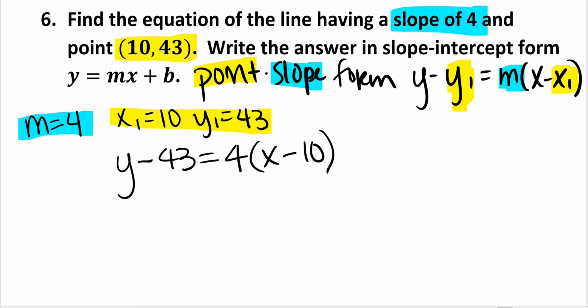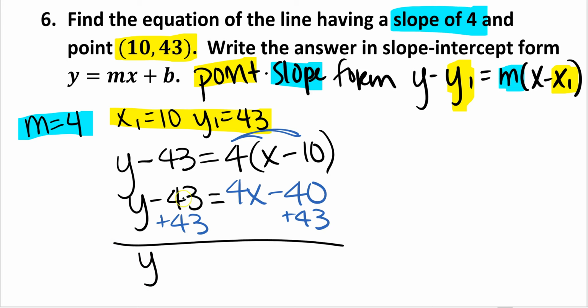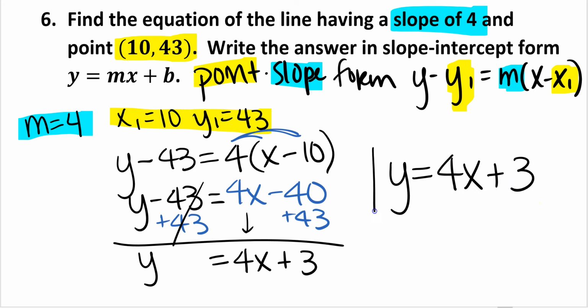So we're going to start by distributing this 4. So 4 times x is 4x. 4 times negative 10 is negative 40. Let's bring down the y minus 43 equals. I already have my 4x, my x term on the right-hand side of the equal sign. But I want to move this negative 43. Let's add 43 to both sides. Then on the left I have y, negative 43 plus 43 cancels out, equals, bring down that 4x, and then negative 40 plus 43 is positive 3. So the equation of the line with the slope of 4 passing through the point 10, 43 is going to be y equals 4x plus 3.